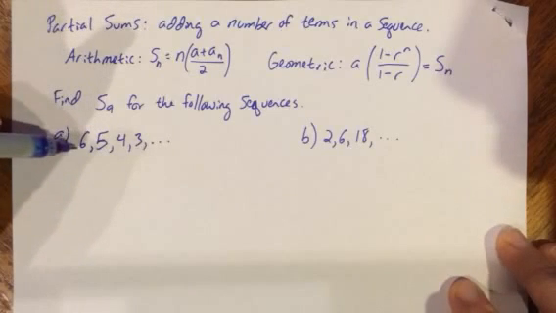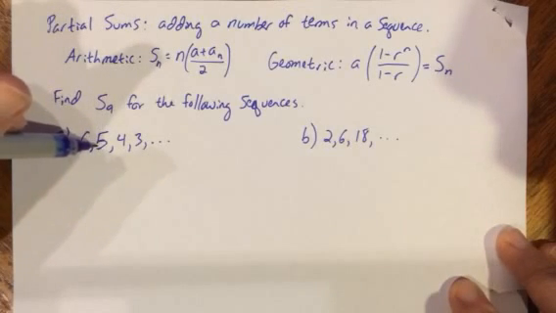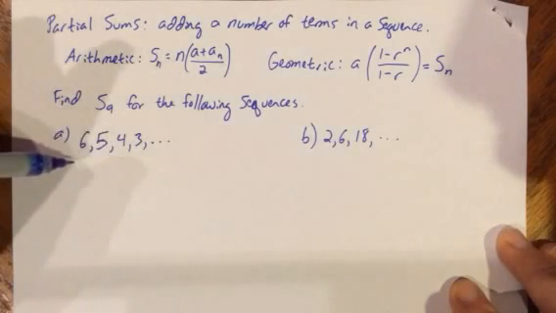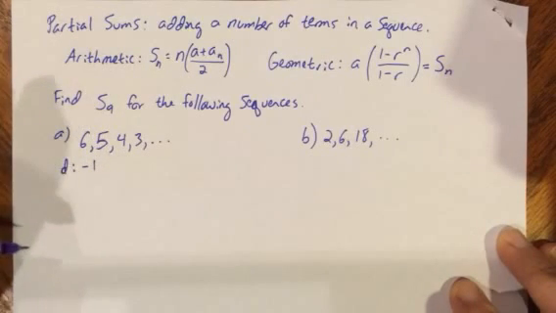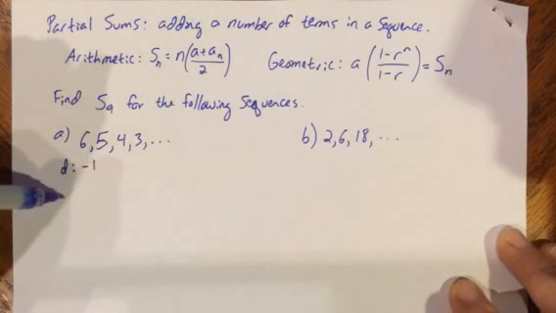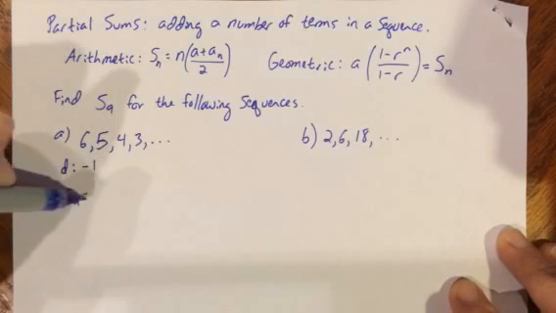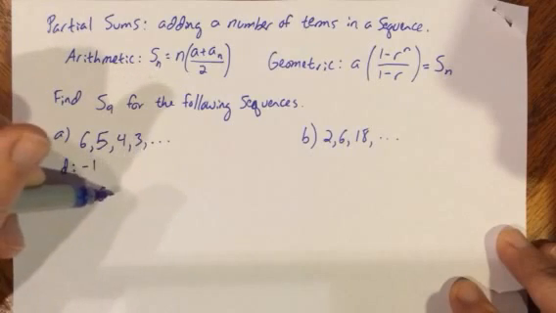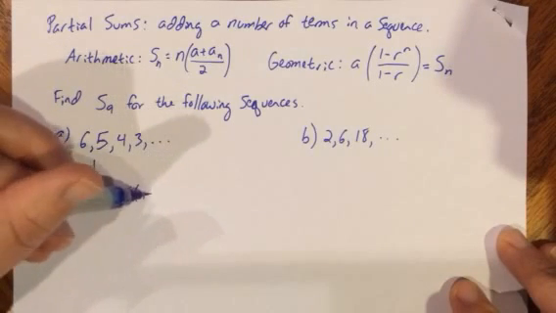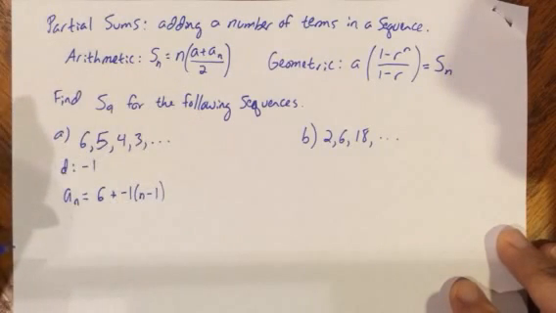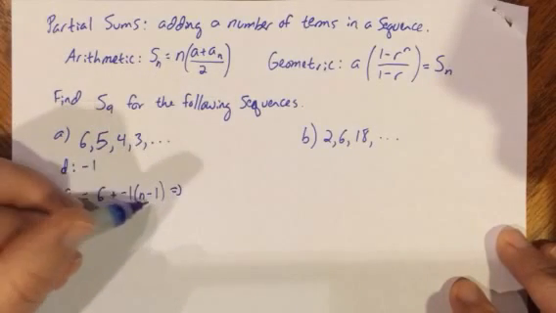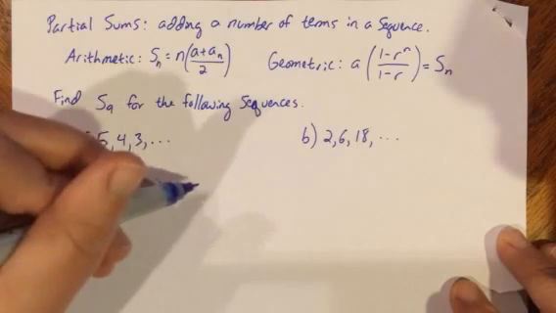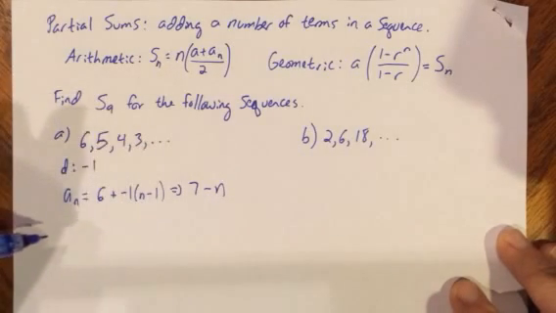So here, to get from 6 to 5, I subtract 1, 5 to 4, I subtract 1, 4 to 3, I subtract 1. So these seem to have a difference of -1. So this is arithmetic, and I'm going down 1 each time. So I get a_n equals a_1 was 6 plus -1 times n minus 1. Again, I can simplify it if I want to. -1 times n is -n, -1 times -1 is +1. So 6 plus 1 is 7 minus n.